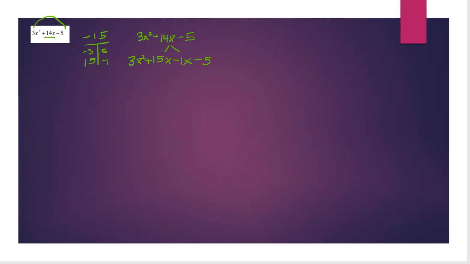And we have now turned something that had 3 terms, so here's 1, 2, 3 terms, into something that has 1, 2, 3, 4 terms. The next step, if you recall, is to group. So I'm going to group the first two things together. I'm going to group the second two things together.